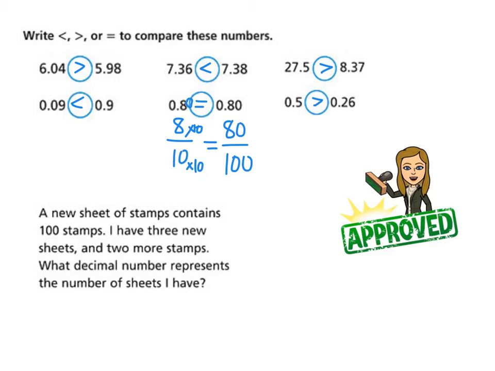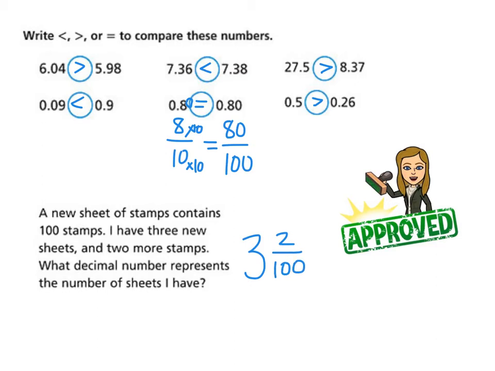Let's take a look at this word problem. It says, a new sheet of stamps contains 100 stamps. I have 3 new sheets and 2 more stamps. What decimal number represents the number of sheets I have? Okay, so one sheet contains 100 stamps. So if I have 3 new sheets, that means I have 3 whole sheets, and then I have 2 more stamps. So just 2 stamps out of the possible 100, which would make the fraction 2 hundredths.